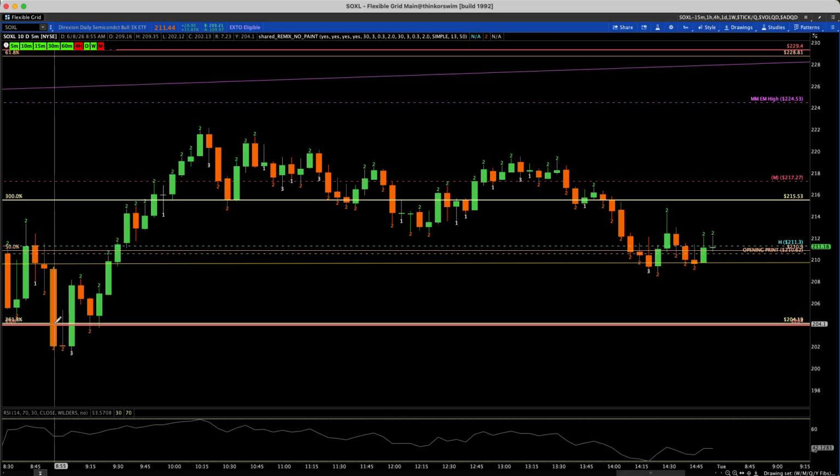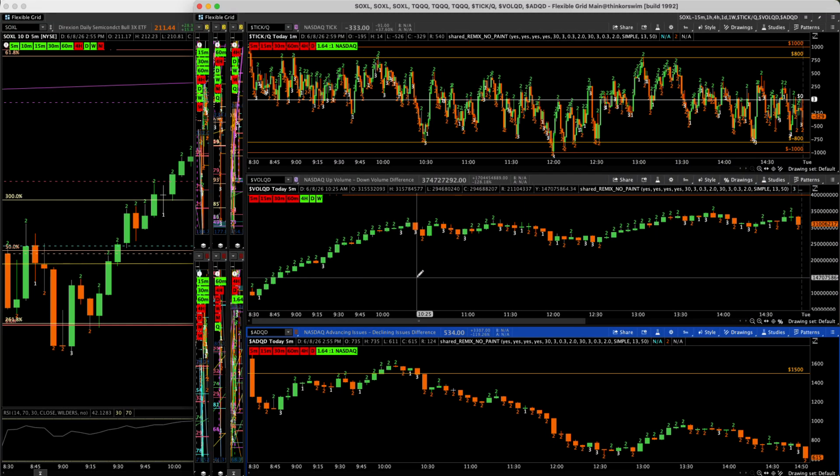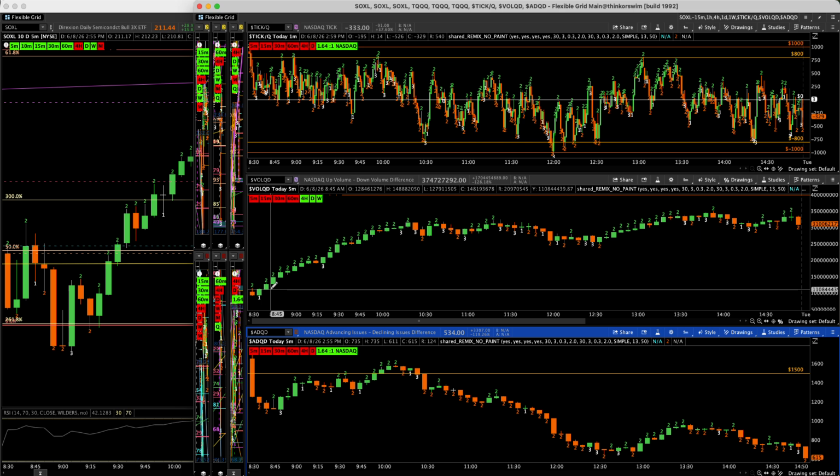Now here we could see on the 5-minute, we did get this higher low, but it was below opening print. So that's obviously not the trigger we're looking for. Looking for higher lows at or above opening print to get into calls.